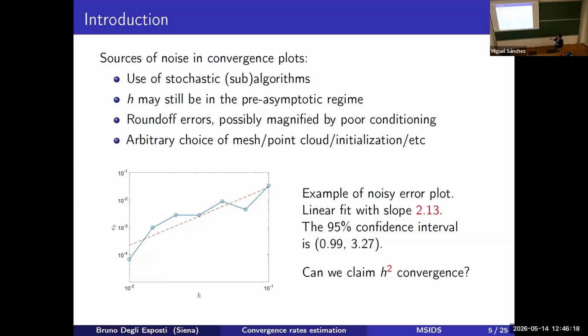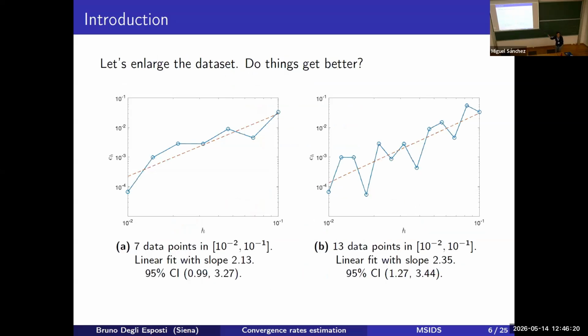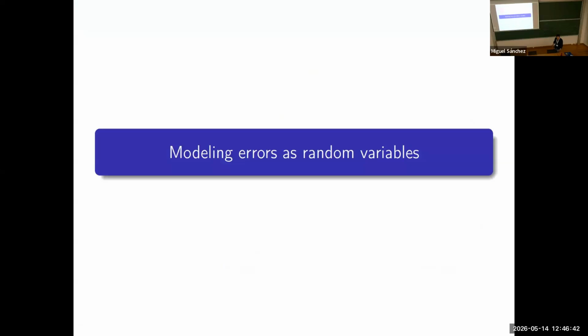So, okay, let's enlarge the data set then. Let's add more points. The right one is a superset of the left one. From 7 points, we go to 13 points. We do the linear fit again. Well, the confidence interval is now 1.27 to 3.44. We haven't really improved much. So, okay. How can we better understand what's going on?